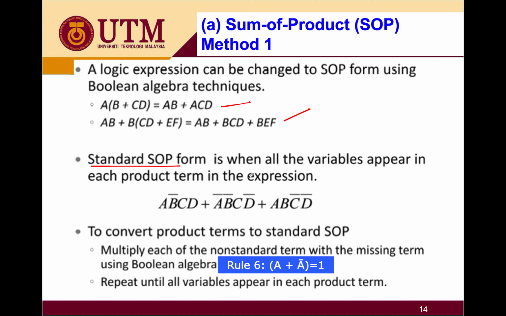This one is also non-standard, but this is the standard SOP. You have to convert the product term into standard SOP. You need this rule number 6. So what you're going to do is multiply each non-standard term with the missing term using Boolean algebra. This is rule number 6. Rule number 6 will be used on SOP. You're going to repeat until all the variables appear in all the product terms.